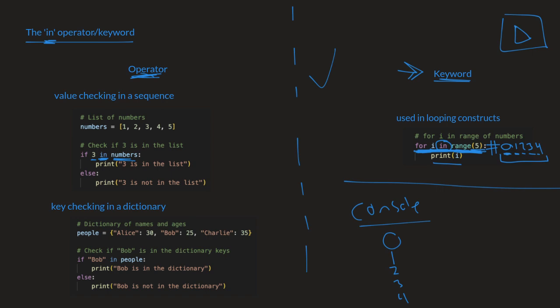Now, as an operator, let's start with this first example. We're checking if 3 is in numbers. In this particular example, we are checking the value in a sequence. So we're checking if 3 is in this list. This is a list of numbers, and it doesn't necessarily just have to be a list. It could be a list, a tuple, a dictionary, a set, or even a string. So really any sequence. What we're checking is whether the value is in the sequence. We're checking if 3 is in numbers. And as we can see, 3 is right there. So this if else block would print to the console, 3 is in the list.